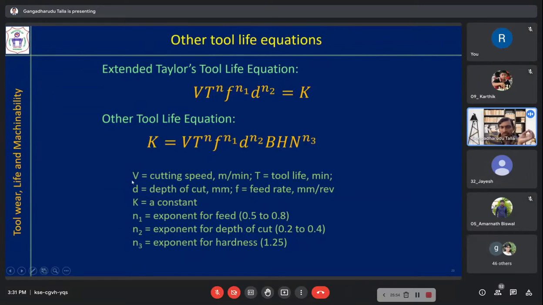And V, of course, we all know this. V is cutting speed, T is tool life, D is depth of cut, N1, N2, N3 are all exponents, and K is a constant. Now all these have to be experimentally determined. From the experimental data, you have to find out N, N1, N2, N3, etc. Their ranges are given.